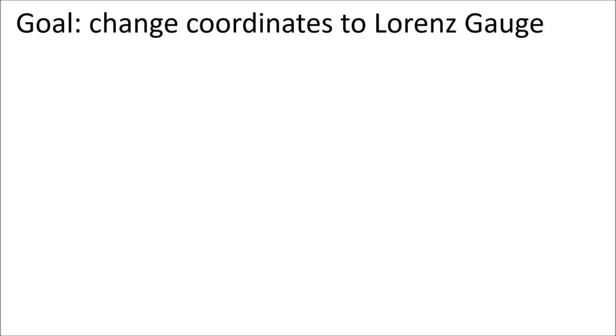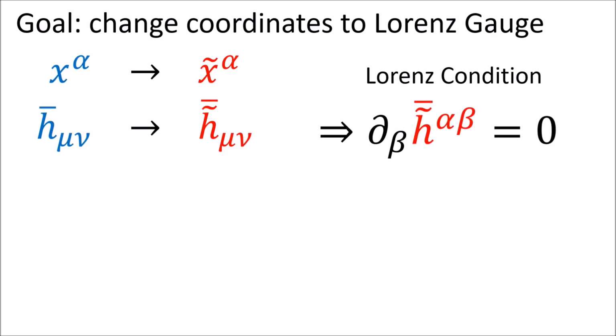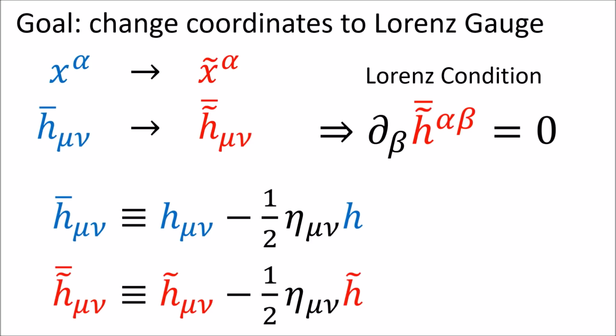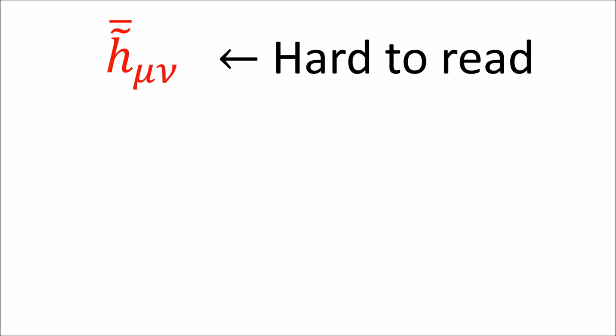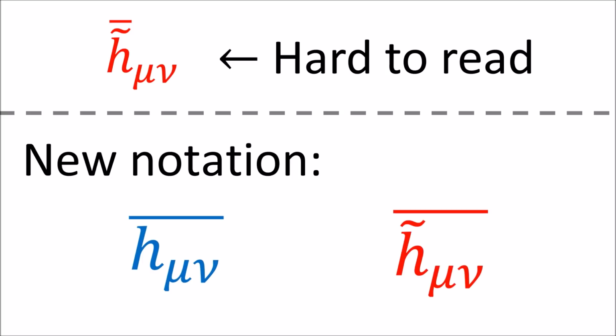So our goal is to change coordinates so that our new value of h tilde bar satisfies this Lorenz condition. Remember, the h bar is defined as h minus 1/2 eta times the trace of h. This applies in the tilde coordinates as well. Since it can be hard to read both the tilde and the bar above the h, from now on I'm going to make the bar above h bar longer so that it's easier to read.